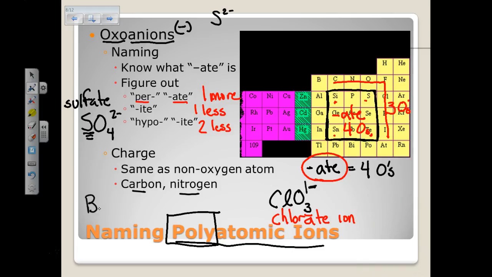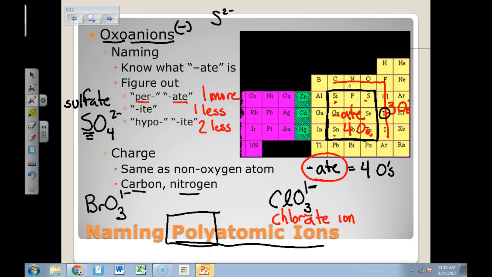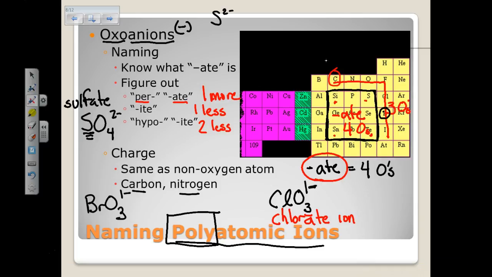If I have BrO3, that is a 1 minus. That is the bromate ion, because I know the charge, because bromine itself has a 1 minus charge. The only exceptions are carbon. Carbon, if it's in a compound, in an ion, will be a 2 minus charge. And nitrogen, like all of its family outside here, will have a 1 minus charge when it's in a polyatomic ion. So nitrate is 1 minus.